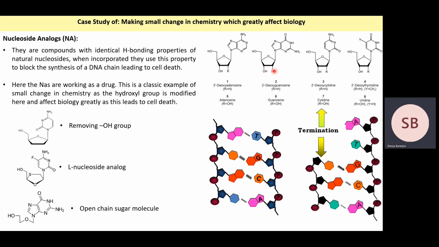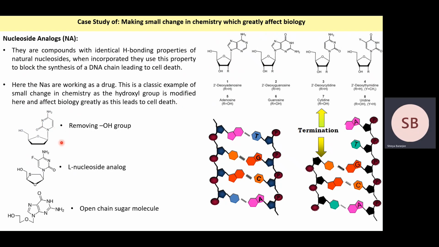Similarly, in guanosine, if the R is OH, it is guanosine, and if it is H, it is the nucleoside analog deoxyguanosine. Similarly, for cytidine and thymidine. Here, the nucleoside analogs are working as a drug because a small change in chemistry, that is converting this R from OH to H, is greatly affecting biology because it is stopping the DNA replication and leading to cell death.